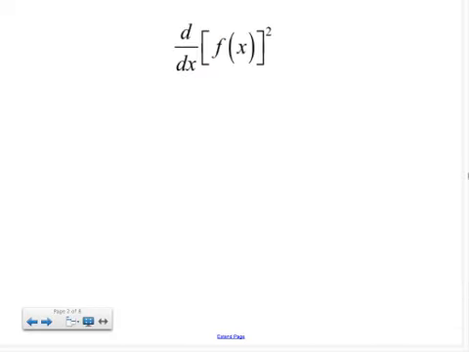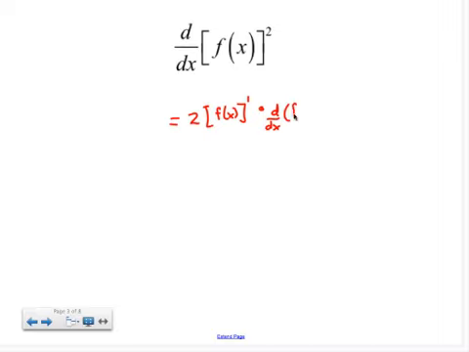All right, let's take a look at this. The derivative of the quantity f of x squared, what would this be? This is something kind of new. Well, on the outside, this is an object to the second power, so the power rule applies here. The power rule says bring down the 2, leave the inside alone, change the exponent to a 1, but then the chain rule says I need to multiply by the derivative of the inner function. In this case, the inner function is just f of x.